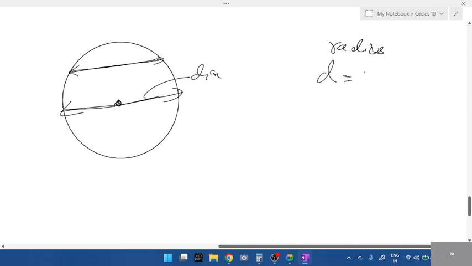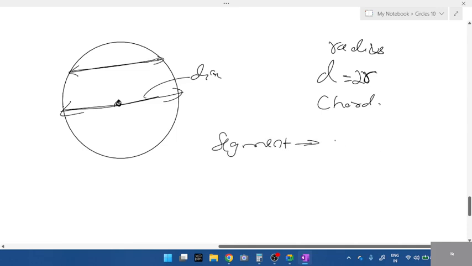Diameter is not CR. 2R. 2 CR is crores. 2 times R, 2 times radius. Radius and diameter formula. Next, I told you chord. Next, we did arc, students. Arc. And we studied segment and sector theorem, right?